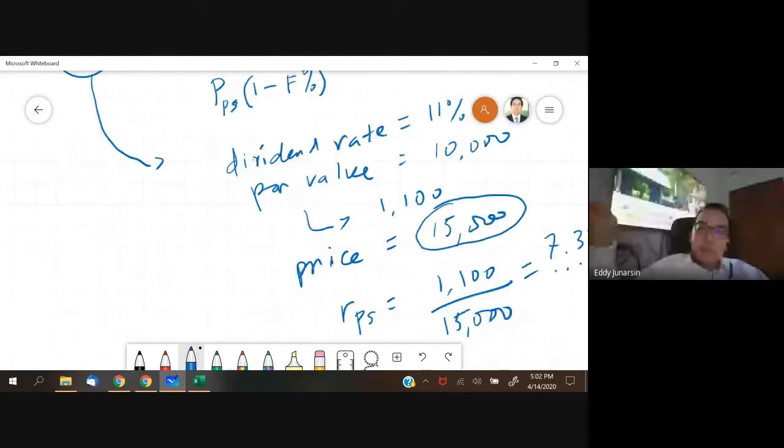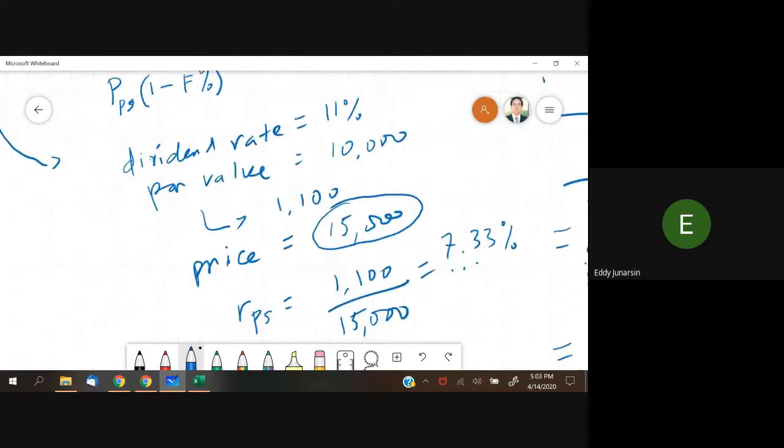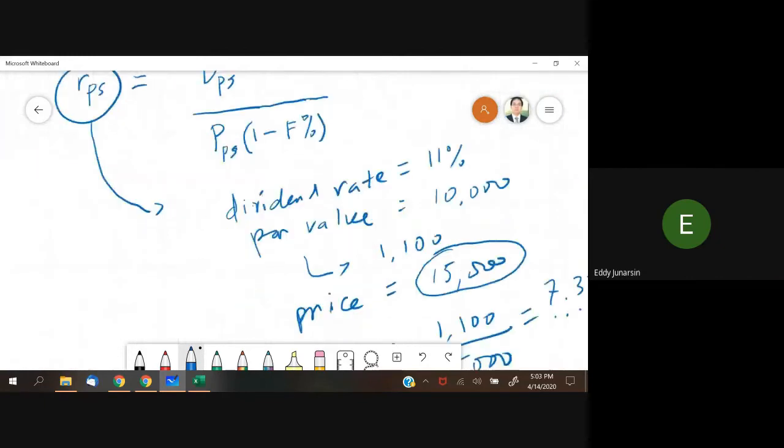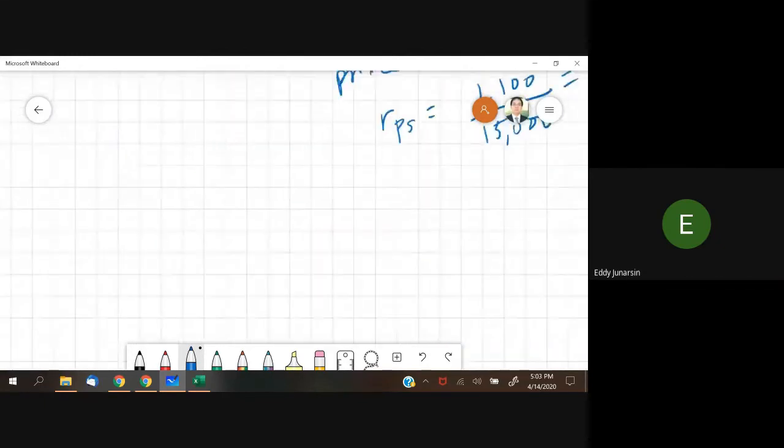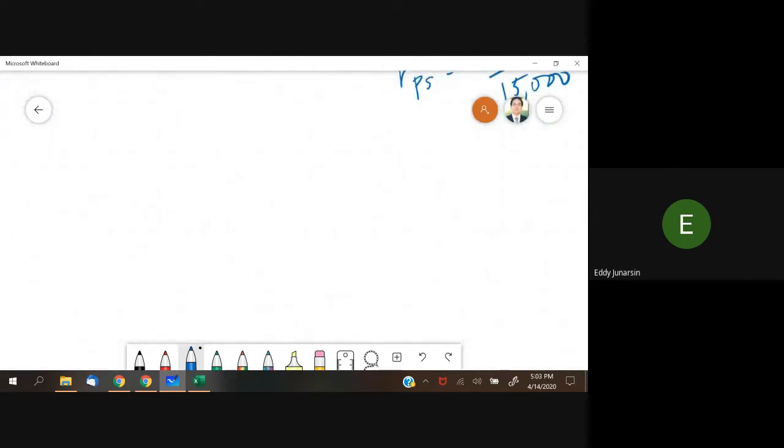Okay, so we finished the preferred stock, and the third component is the cost of equity.